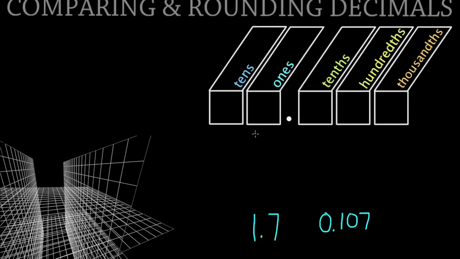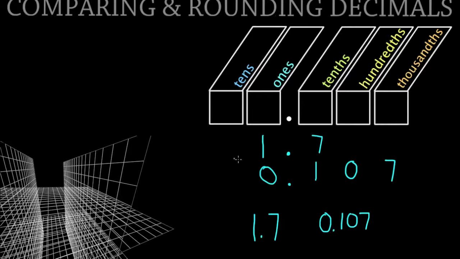So 1 and 7/10, you're going to have a 1 in the ones place, you're going to have your decimal, and you're going to have 7 in the tenths place. Your 107 thousandths has a 0 in the ones place, a 1 in the tenths place, a 0 in the hundredths place, and a 7 in the thousandths place.